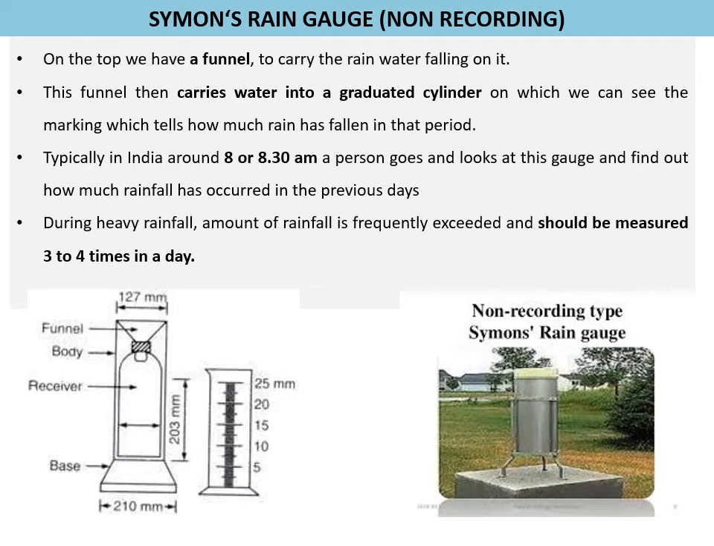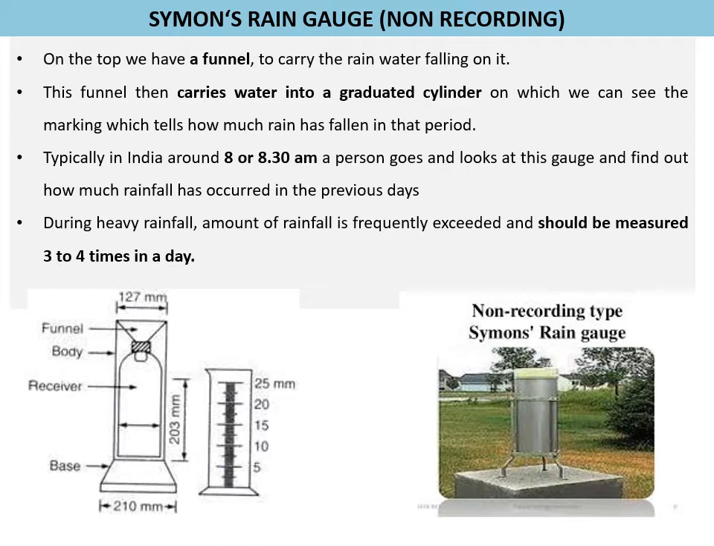So this figure shows a typical non-recording rain gauge, in which you see on top we have a funnel to carry the rainwater that is falling on it. This funnel then carries the water into the graduated cylinder, on which there is a marking which tells us how much rain has fallen in that period.